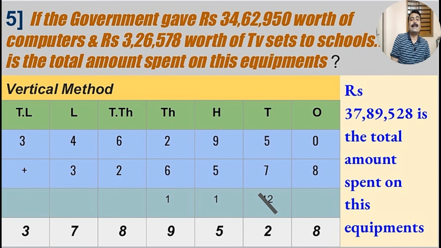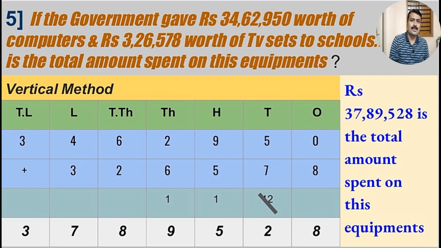Now after arranging these two numbers in the vertical method, we start addition from the ones place. So 0 plus 8 we get 8. Thereafter at the tens place, 5 plus 7 we get 12. So for that 12 we write 2 in the main answer and 1 is taken as carry into the next addition. Now 9 plus 5 is 14, and 14 plus 1 we get 15. Now for that 15 we write 5 in the main answer and 1 is taken as carry into the next addition.